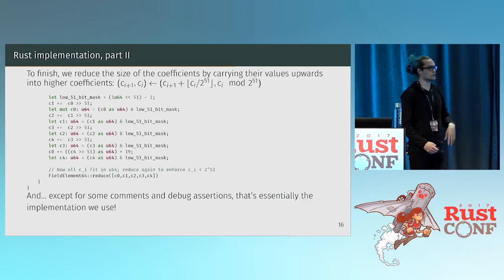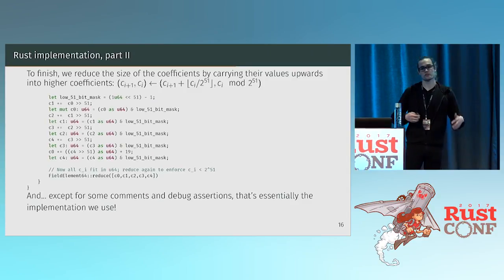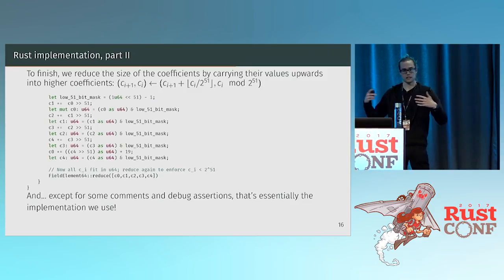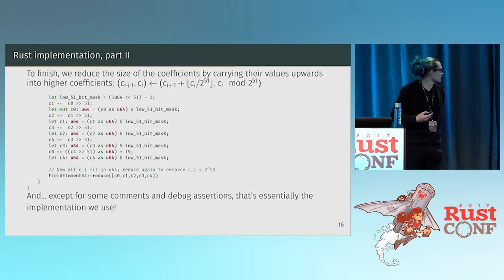In our actual code, there's a bunch of debug assertions to make sure that all the things are the right size, that there's no possibility that we're violating some preconditions, that none of the intermediate things can overflow, whatever. But that's the actual code that we have. And we kind of just throw LLVM at it and see what happens.